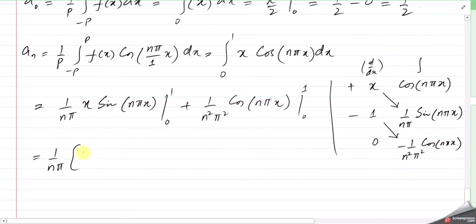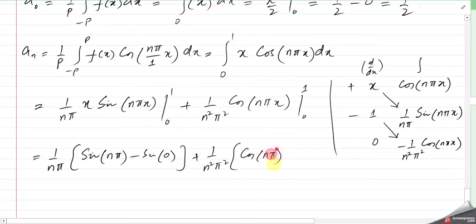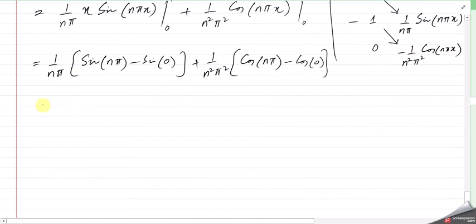When we put 1, this becomes sine n pi minus sine 0, and here when we put 1, we get cos n pi minus cos 0. And we know already from the previous example that sine n pi is 0, sine 0 is 0. So it means our answer is 1 over n square pi square, minus 1 power n minus 1.